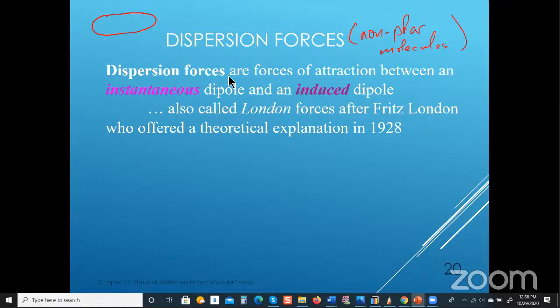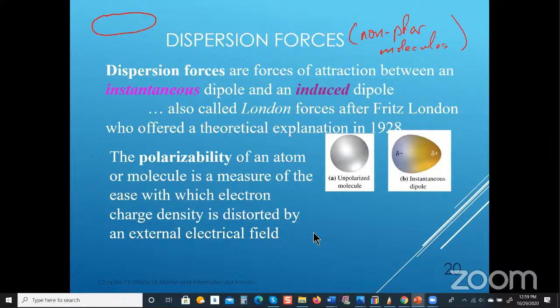So this begs the question, why is it that there is some attractive force between these nonpolar molecules? Well, that's where dispersion forces come in. And as stated here, dispersion forces are forces of attraction that occur between an instantaneous dipole and an induced dipole. Now, let me explain what's happening here. As I said before, a nonpolar molecule has no dipole present. But what you'll find is that because the electrons are always moving, because they're high energy within the molecule, at one instant you'll have what is called an instantaneous dipole being formed. So for a millisecond, or maybe even a microsecond, you'll have a temporary dipole present within the molecule.